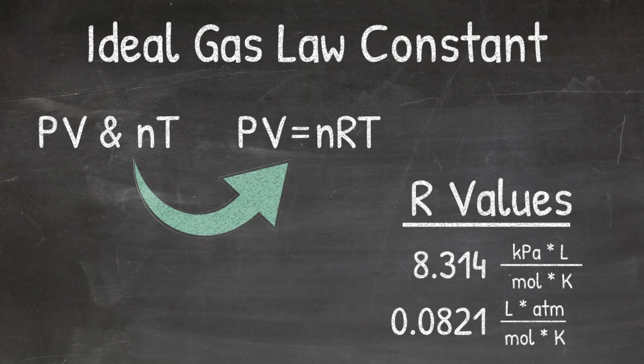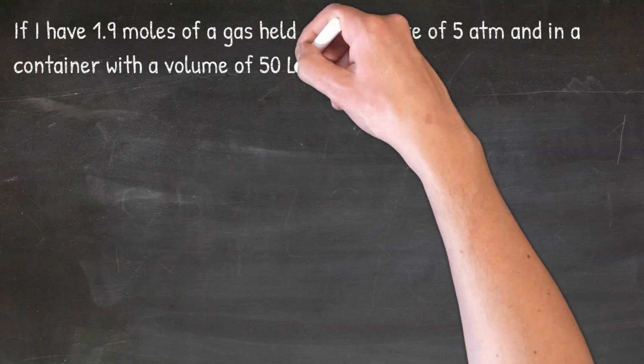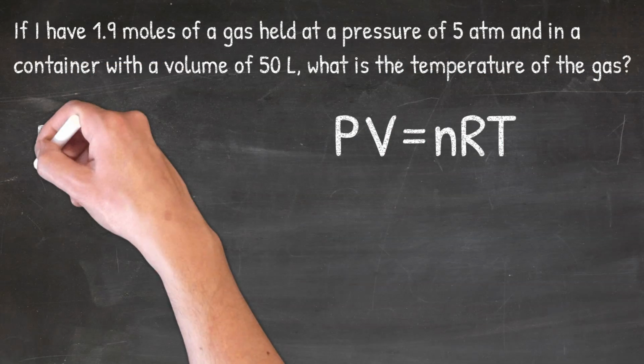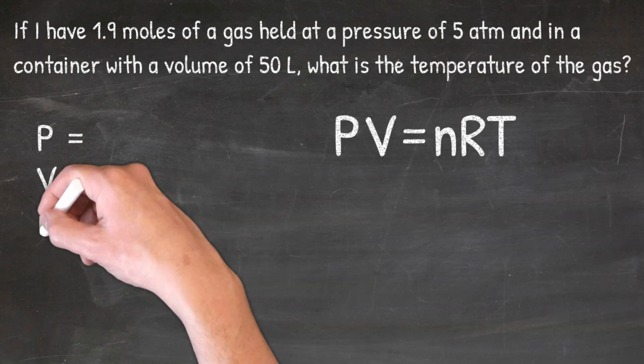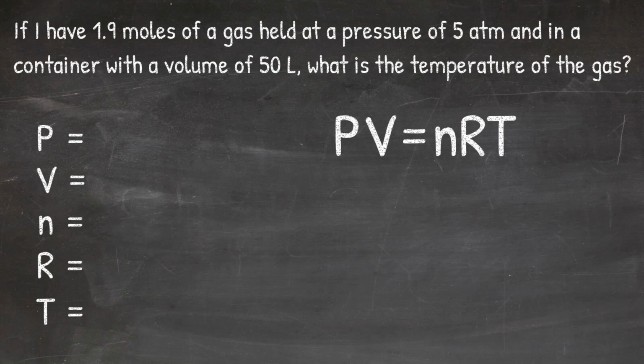The key to solving gas law problems is to be able to know what variable each number in the problem represents. This will help you plug the correct number with the correct variable when you solve your equation. So when I read the problem, the key thing you need to look for is the units attached to each number. I see that I have 1.9 moles of a gas.